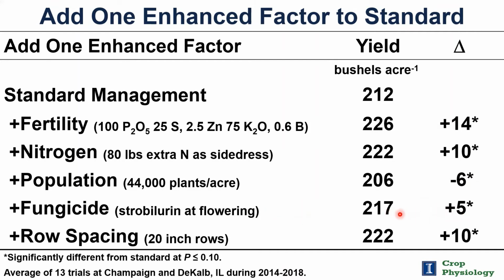That's more of an environmental practice. This is 13 trials. There were some trials where we needed the fungicide, and there were some where we didn't. Averages out to 5 bushels. So, on average, that's a good practice to manage your crop, but obviously there's going to be some environments where it's more economical than others. And then row spacing. Even though row spacing is more valuable to high density, even when we're at the 32,000 plants per acre in the standard management, we still got a 10 bushel response to narrow rows.